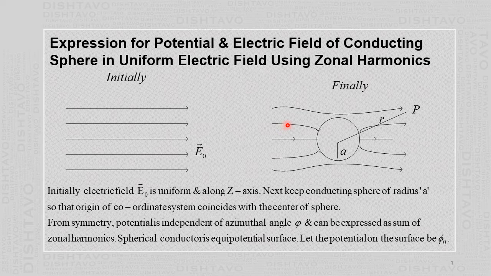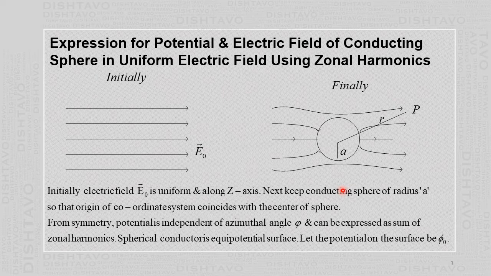These field lines will try to terminate perpendicular at a point on the negative charges, and will try to originate perpendicular at a point from the positive charges, because of which the electric field outside the conducting sphere will get distorted, and close to the sphere it will not be uniform, but away from the sphere it will be uniform.